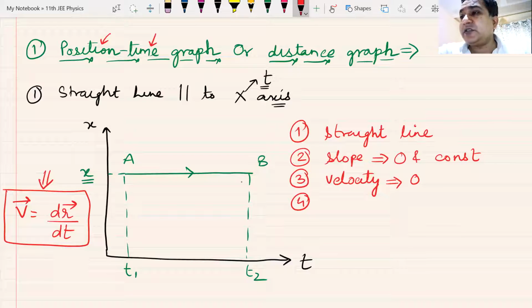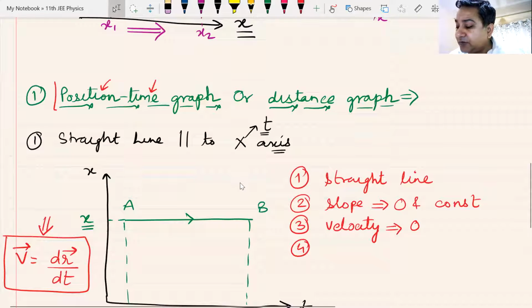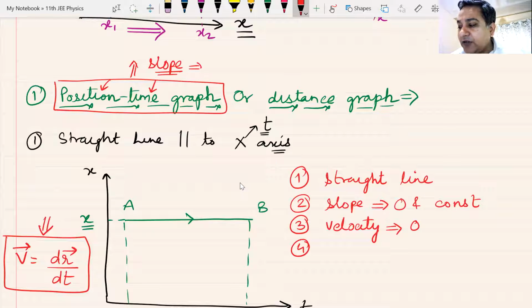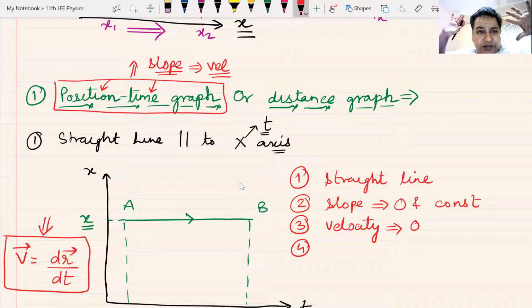Only 3 people have understood this. What about the rest? The slope of position time graph, if you don't remember it, please note it down. The slope of position time graph will give us the velocity of the particle. Am I clear?